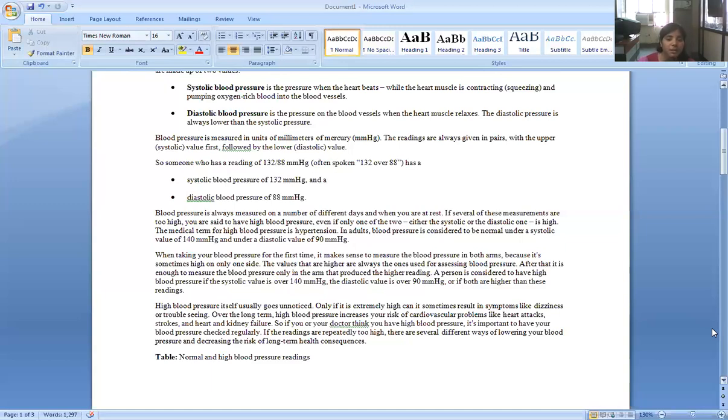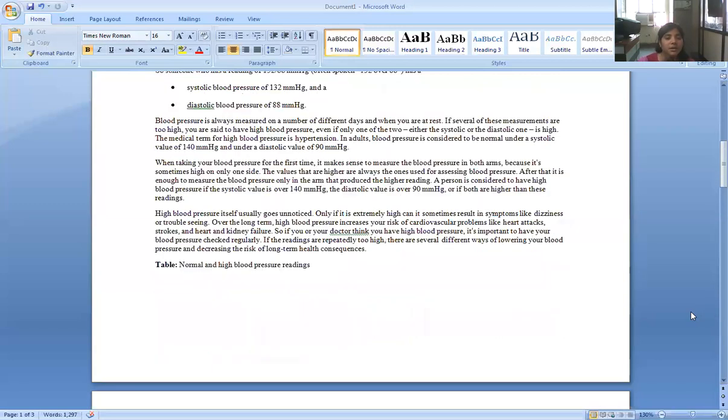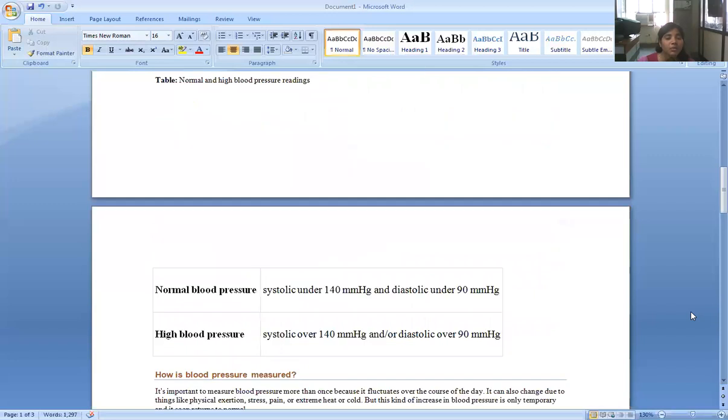If the readings are repeatedly too high, there are several different ways of lowering your blood pressure and decreasing the risk of long-term health consequences. Normal and high blood pressure readings: normal blood pressure is systolic under 140 mmHg and diastolic under 90 mmHg, and high blood pressure is systolic over 140 mmHg and diastolic over 90 mmHg.